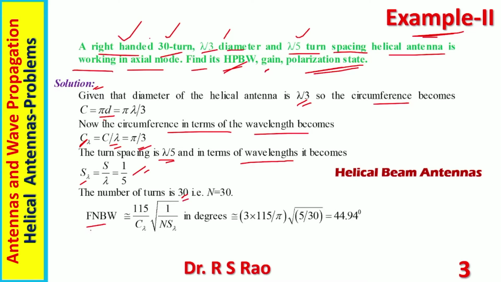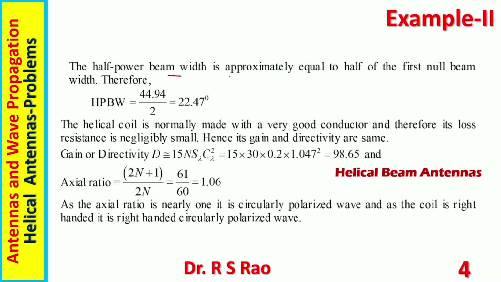So first null beam width, this is the standard formula, in degrees is 115 over C lambda times the square root of 1 over N S lambda. Substitution of the values in this expression gives us first null beam width as 44.94 degrees. Half power beam width is approximately half of the first null beam width. Therefore, in the present case, half power beam width is 44.94 degrees. This is first null beam width divided by 2.